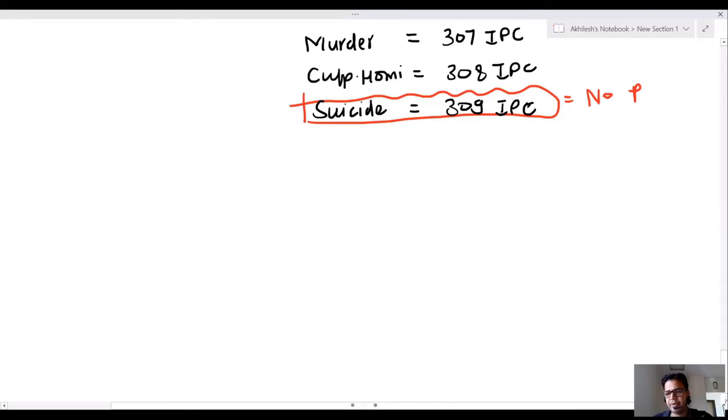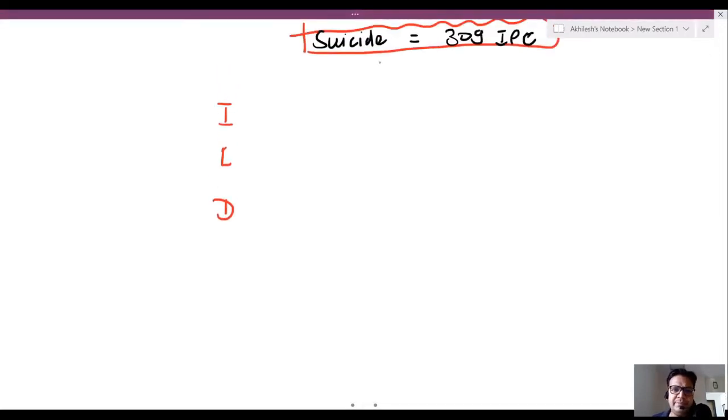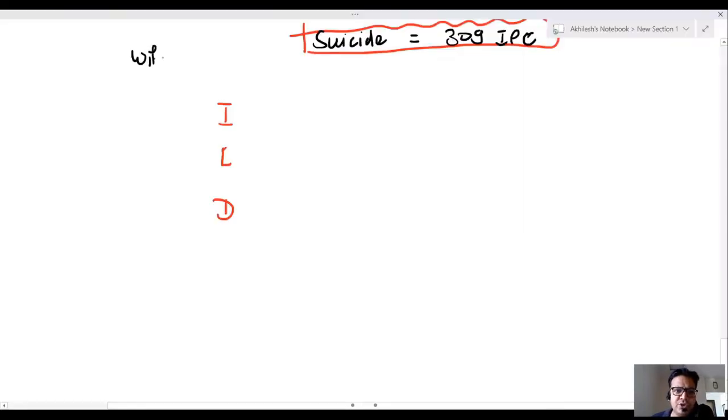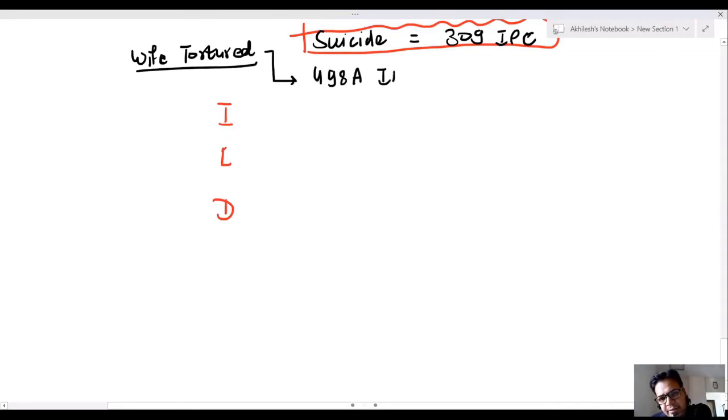Okay, I have told you some very simple IPCs. Now I'm coming to ILD. You can remember one more IPC. Wife is tortured, physically or mentally. There is 498A IPC. Battered wife. Wife is tortured, it is 498A IPC.